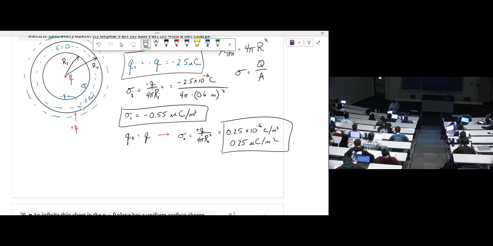Or if instead Q on the sphere was equal to plus 2.5 microcoulombs, we still get negative 2.5 microcoulombs right here, but we need a net charge on the shell. That would mean that the charge on the outer wall, in this case, would be equal to plus 5 microcoulombs, such that the charge on the inner wall plus the charge on the outer wall comes out to this net charge right here. But regardless, the electric field in static equilibrium inside a conductor is 0.